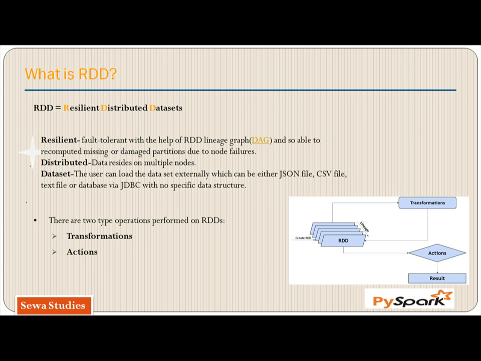And basically there are two types of operations performed on RDD. One is transformation and another is action. That's it. Transformation and action we will cover in the next video, part 5. I have explained some. Next part is the features of RDD.